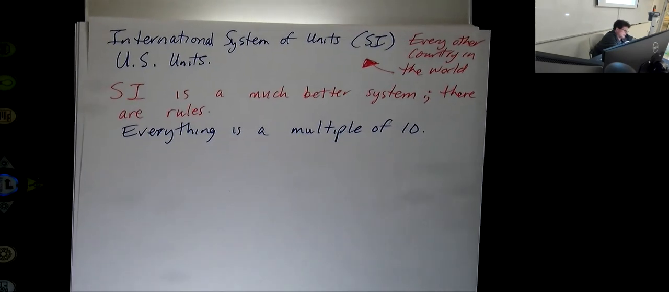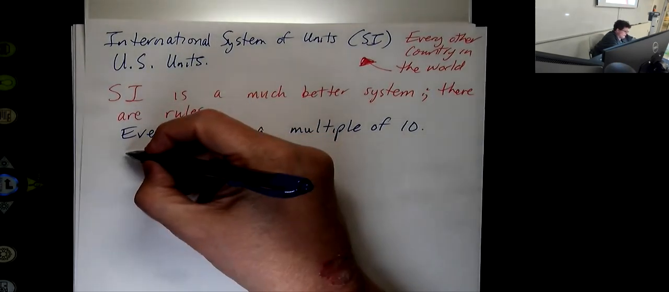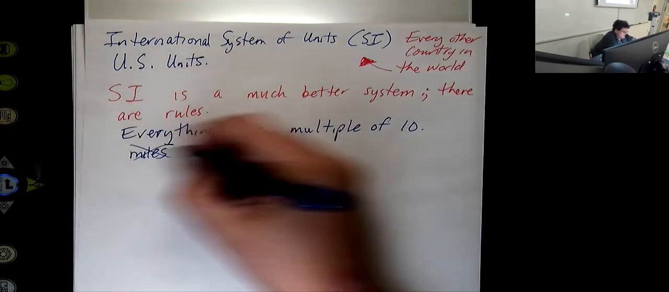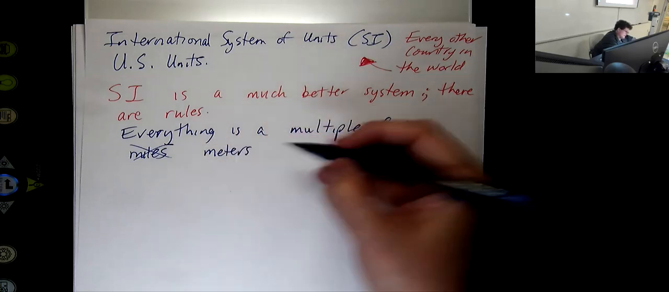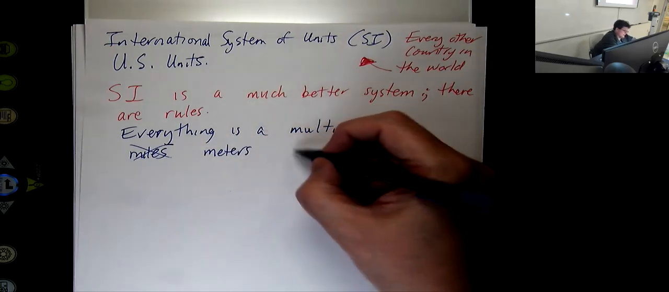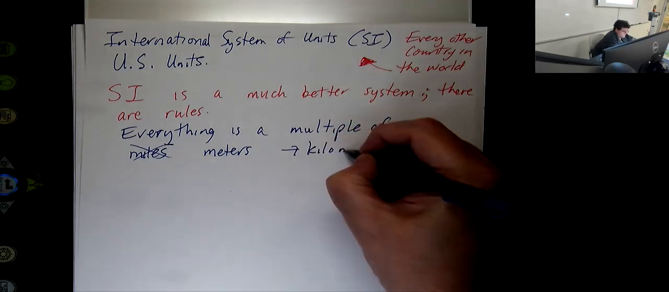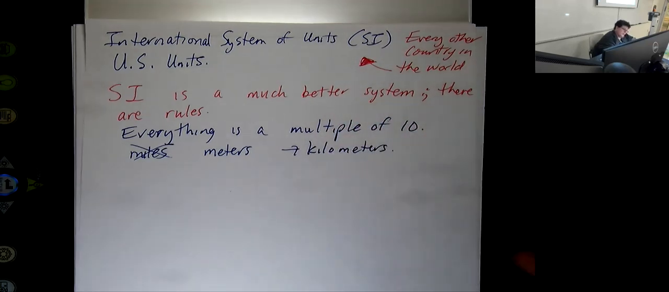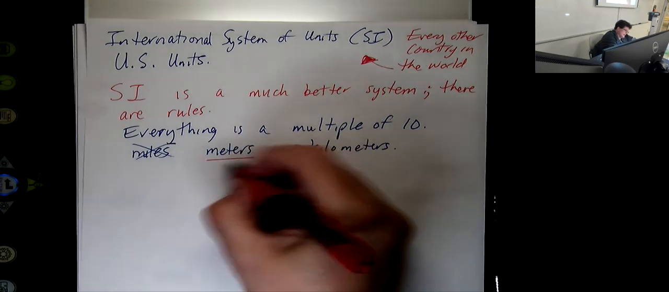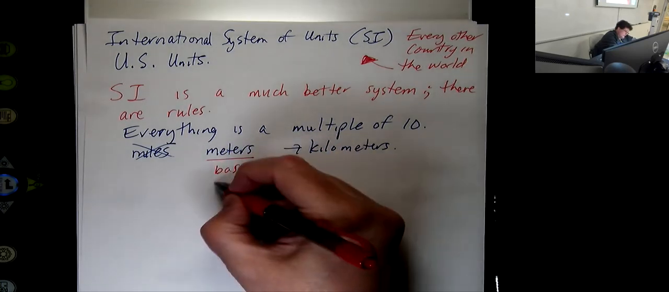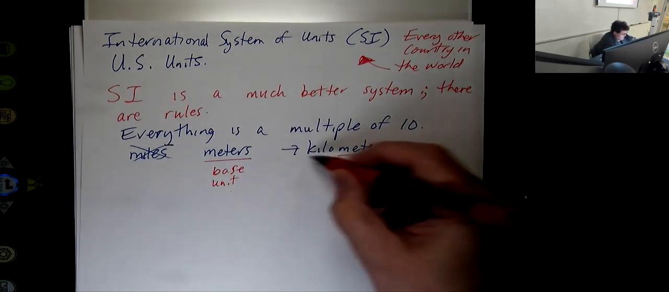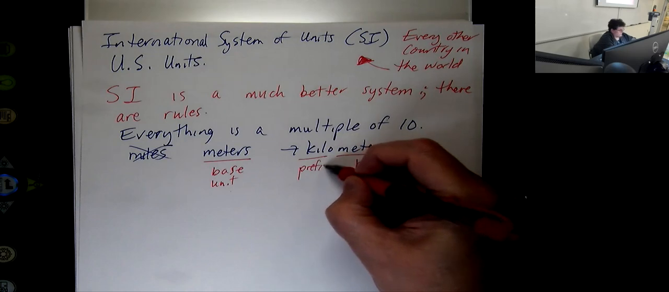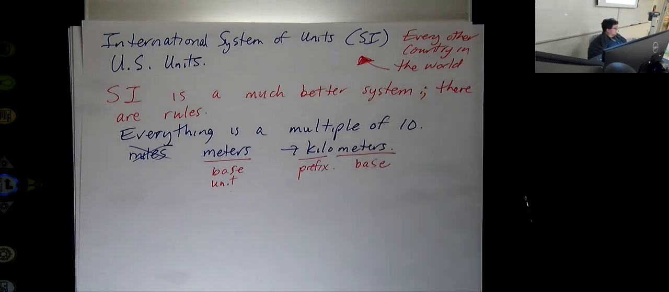So they don't use miles. They use meters as the base system. And something that's close to a mile, but is a different value, is called a kilometer. Their base is meter. This is called the base unit. That shows up over here too. And we have a prefix, kilo.